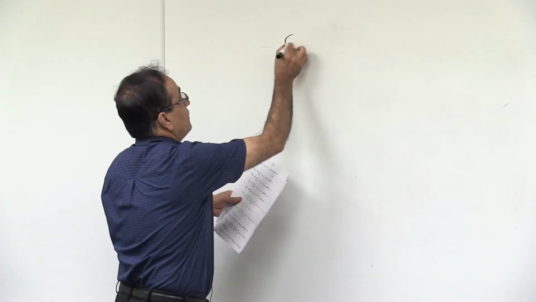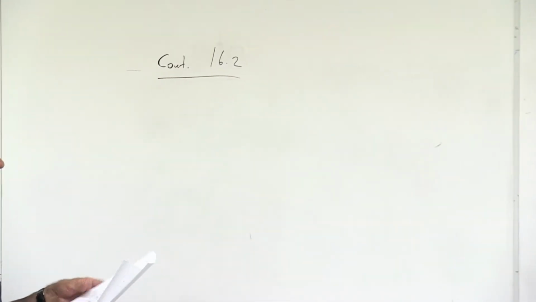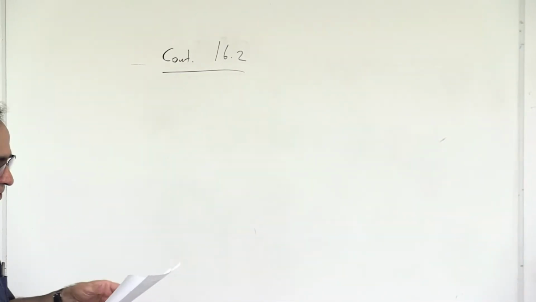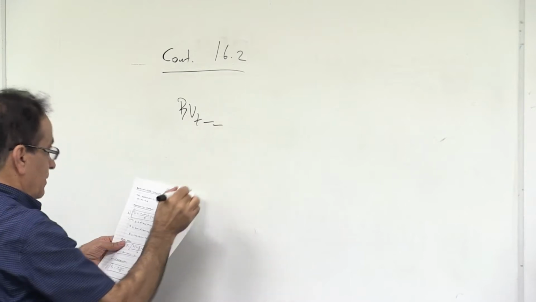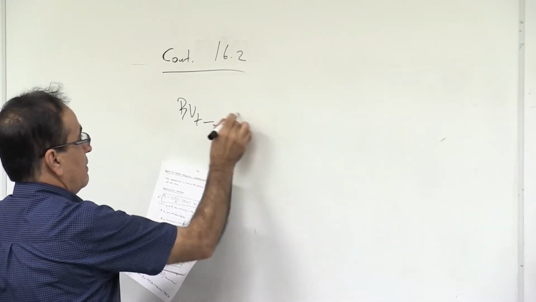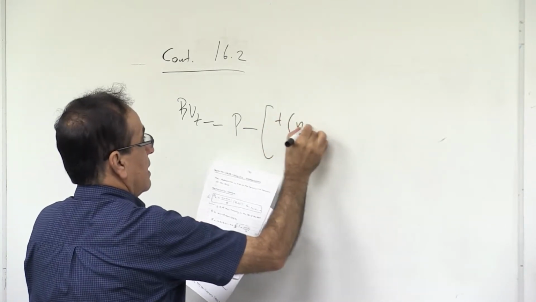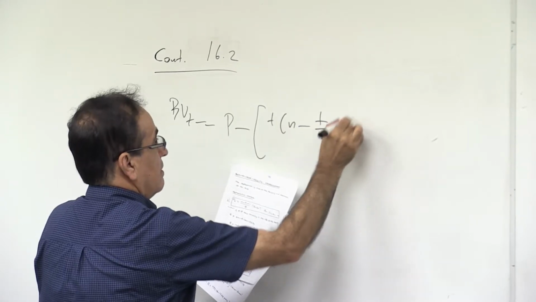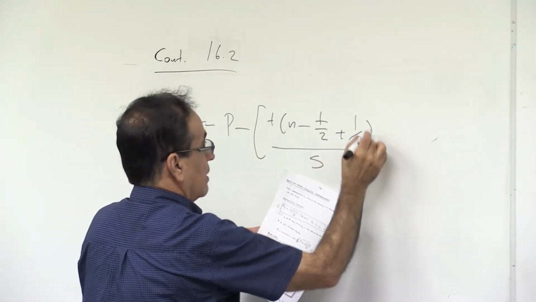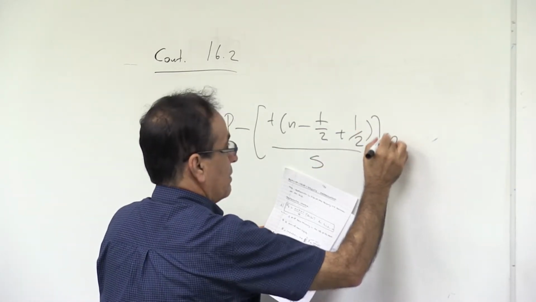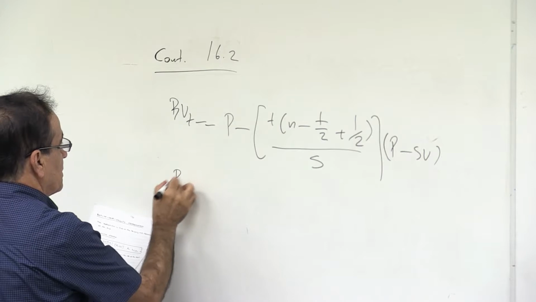So we're going to continue with example 6.2. We found the depreciation for every year. Now we try to find the book value. The equation for the book value for sum of years' digits is equal to P, which is the first cost, minus T times N minus T over 2 plus 1/2 divided by S times P minus SV. I'm going to do it for several years, and then I'm going to provide the result for the rest of the years.